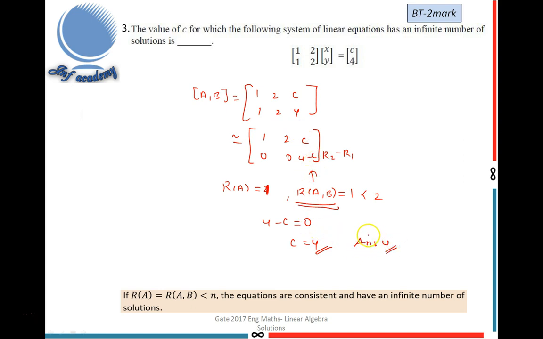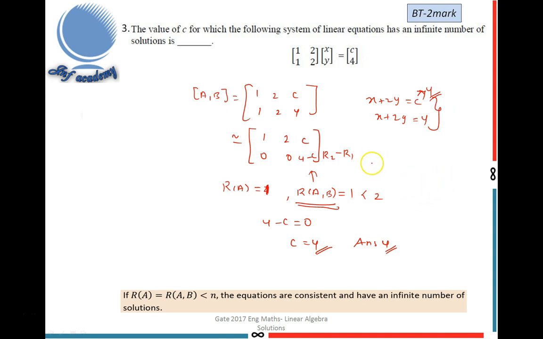Answer is 4. Another way is, here the coefficient parts of the given equations are equal. So the given equations must be the same, then only we get an infinite number of solutions. So x plus 2y equal to c, x plus 2y equal to 4. When will this system have an infinite number of solutions? Only when the two equations are equal. So C is 4. Immediately you can say, by using that result, this is also 4. The final answer is C equal to 4.